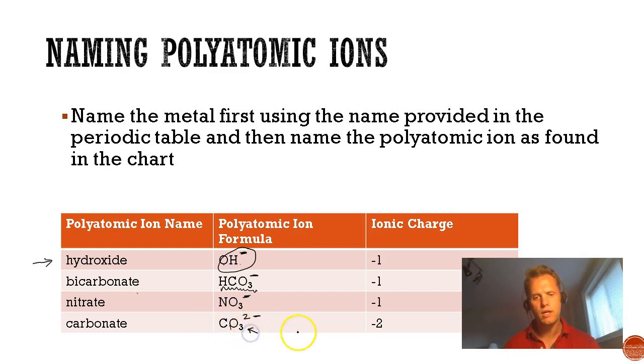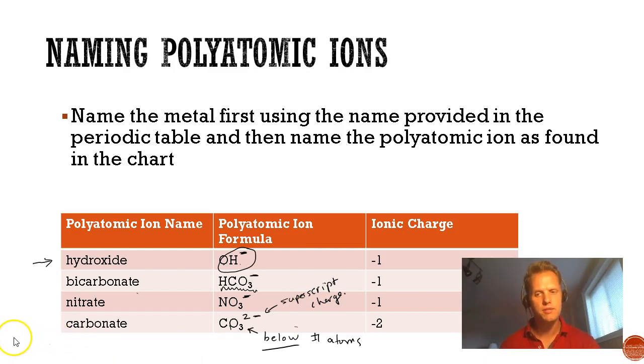How do you know when it is a charge and when it's the number of atoms? Well, if it's written down below, it is a number of atoms. If it's written up above, which we call superscript, it's the charge. And that's important that you know that and don't make that mistake.